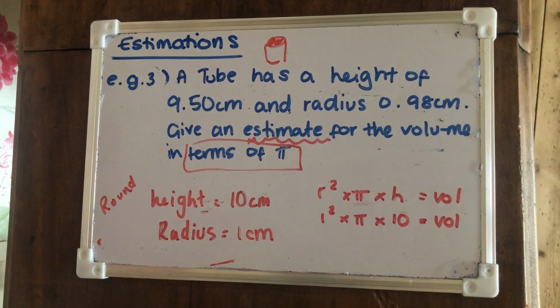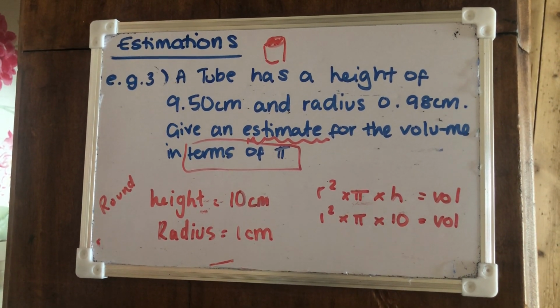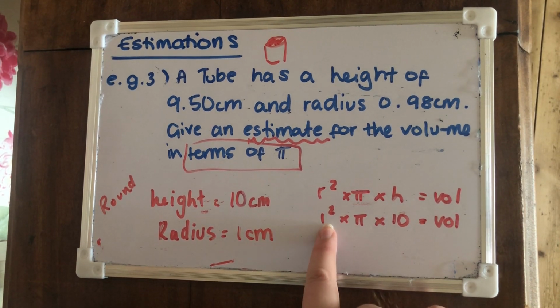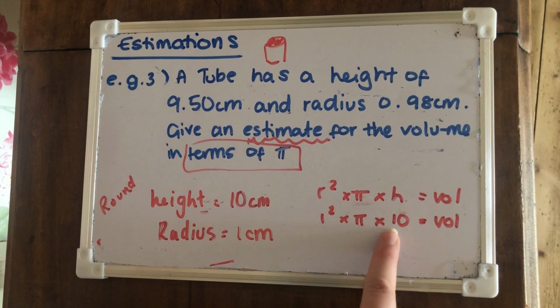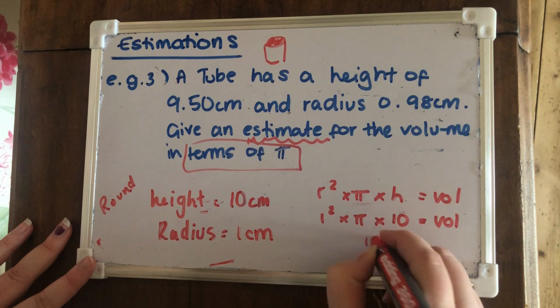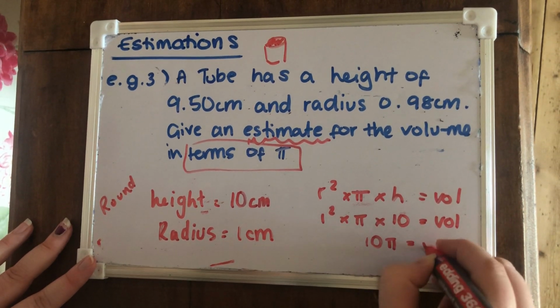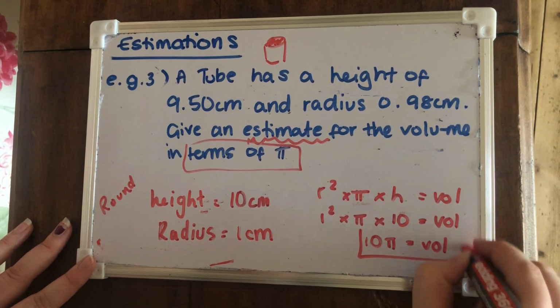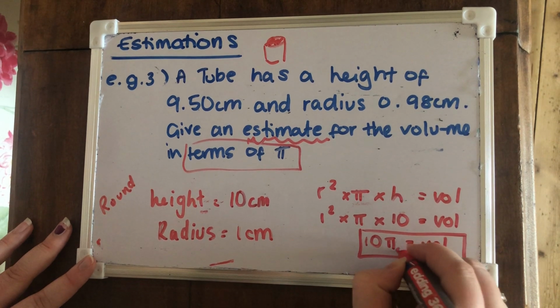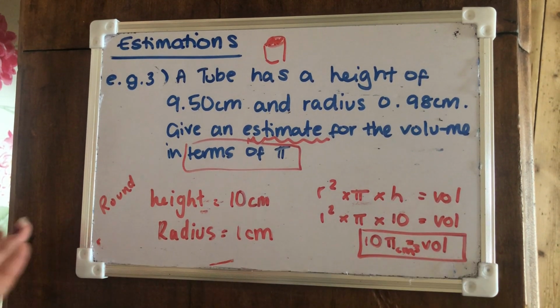Okay, now we don't need to do anything with the pi, we'll just leave it as it is, but we can simplify the numbers. So 1 squared is just 1, 1 times 10 is just 10, so it'll be 10 pi. Okay, so that's the answer. And I should have added units as well, centimetres cubed.